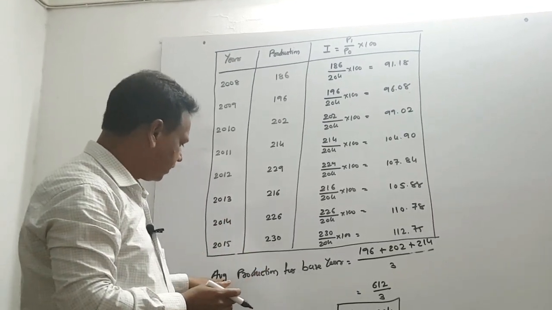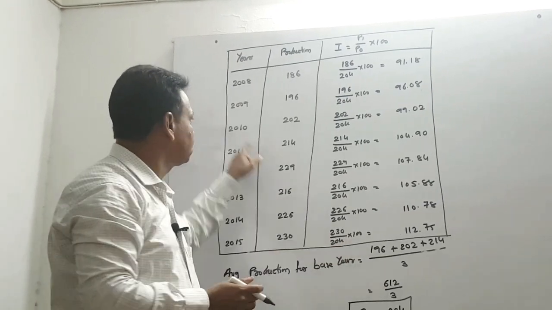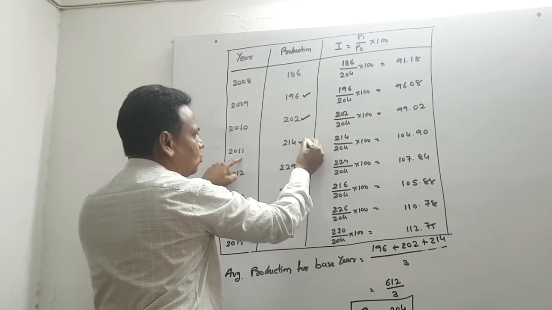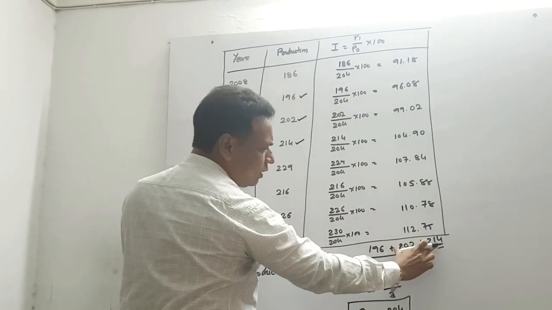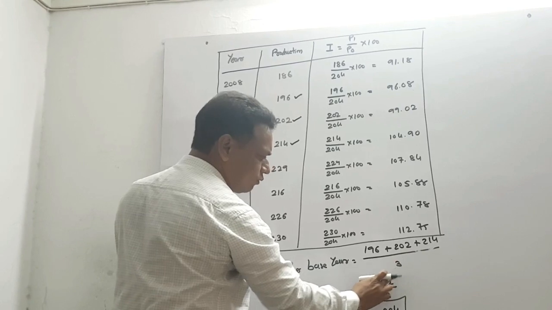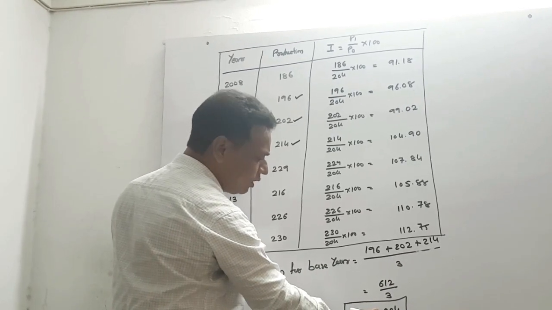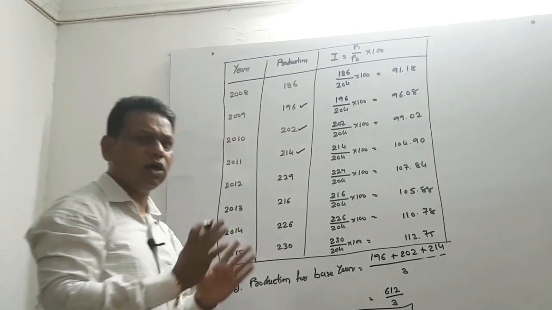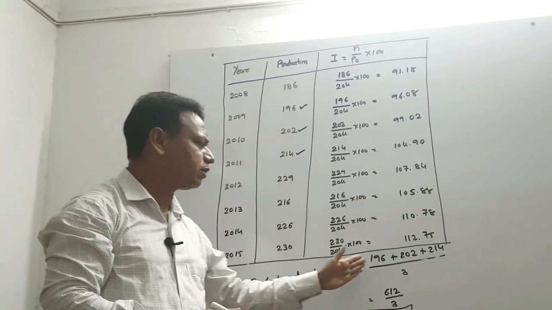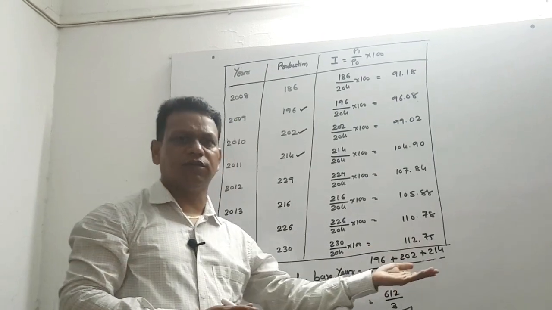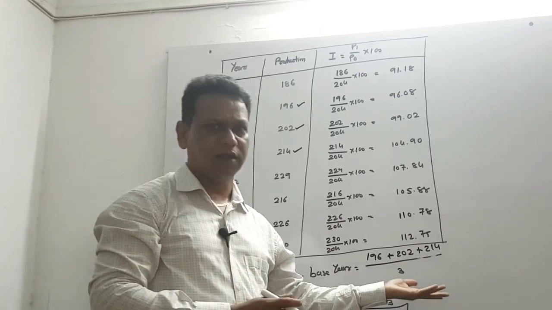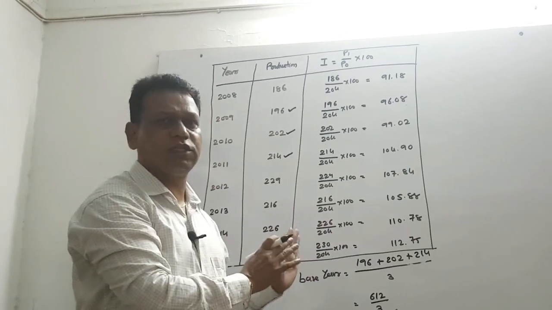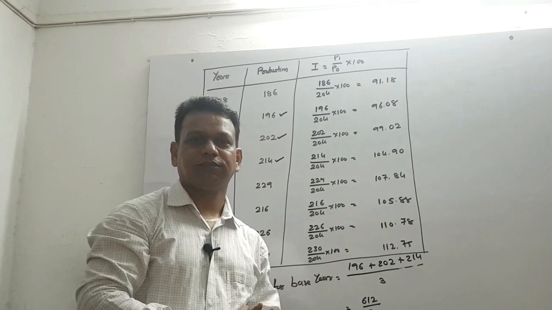Okay, so here we take the average production for the 3 years. It is 2009, 10 and 11, and these are your productions: 196, 202 and 214. So we take the sum of the 3 years' production, divide by 3, and we get the average production of 3 years, which is taken as P0. So P0 is equal to 204. It is not necessary that every time we take an average of 3 years. Sometimes they give an average of 2 years or 4 years, it may happen. But the calculations are very easy. I think you are all comfortable with this method, it is very easy.